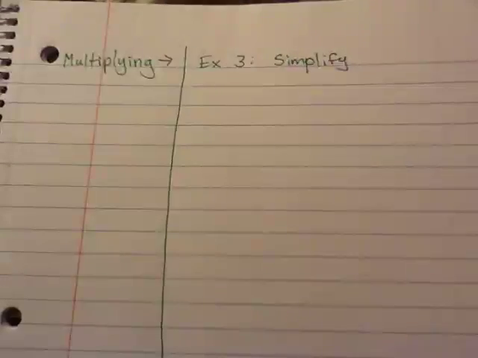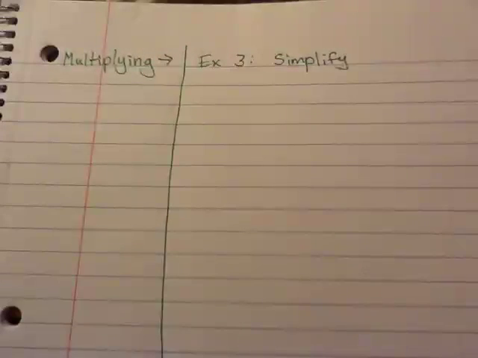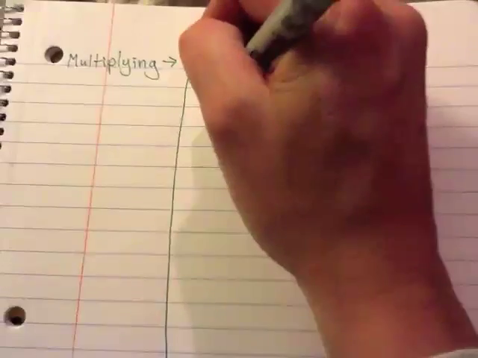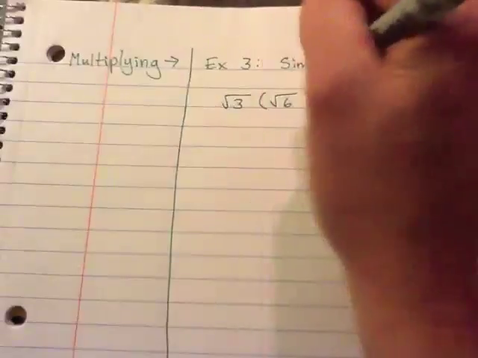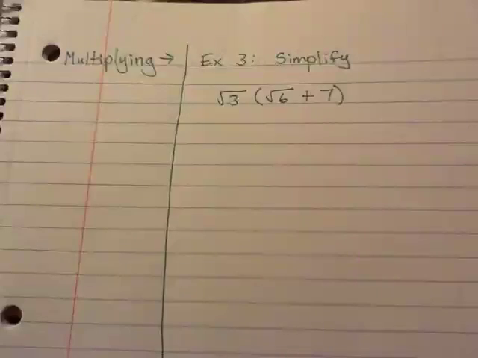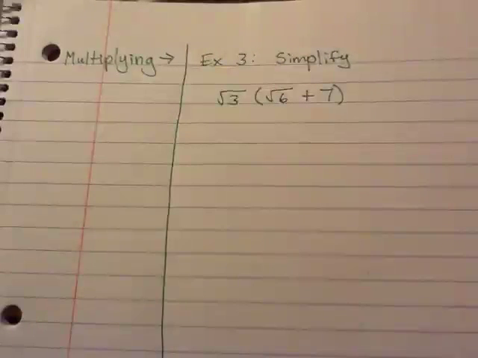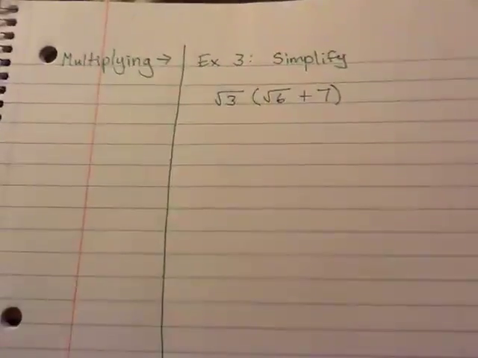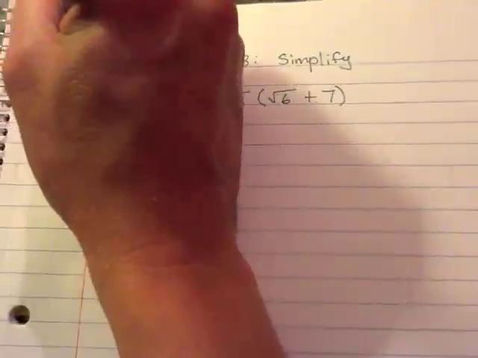And again, we're simplifying all of these because they're expressions. They're not equal to anything, so we're just simplifying. We're not solving. So I have the square root of 3 times the square root of 6 plus 7. And already you should probably know what you're supposed to do here. Hopefully you thought to yourself, distribute. And if you did, you were right. So you're going to use the distributive property.